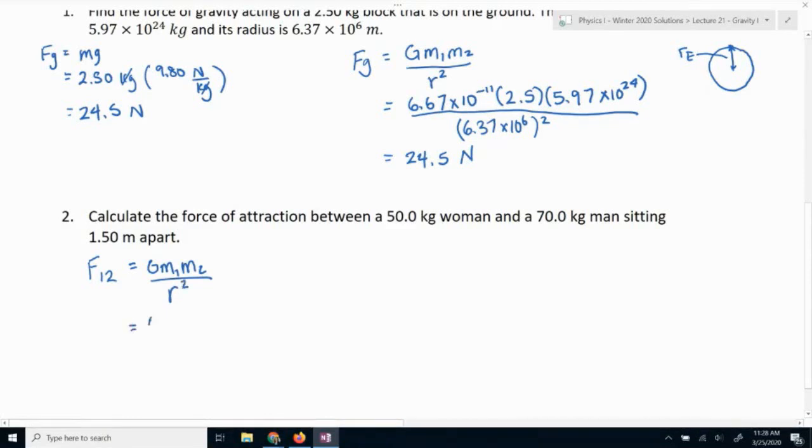So G is a constant, 6.67 times 10 to the negative 11. Mass 1 is the 50 kilogram woman, and the 70 kilogram man is mass 2. And the distance between their centers we're going to assume is just 1.5 meters apart, and it's squared. So I'm just going to type this up: 6.67 times 10 to the negative 11 times 50 times 70 divided by 1.5 squared.